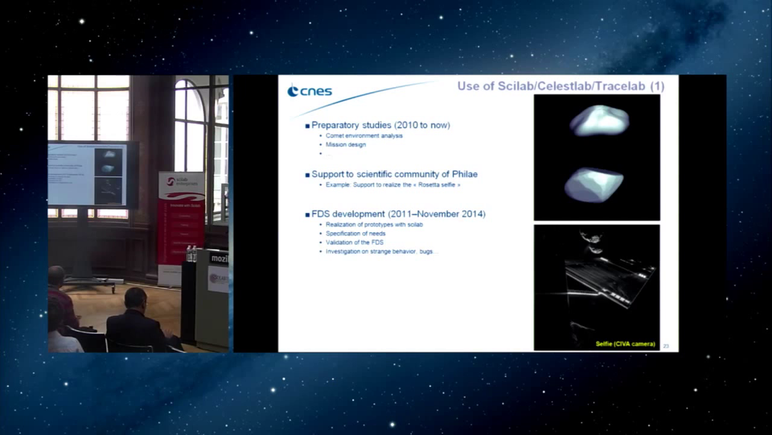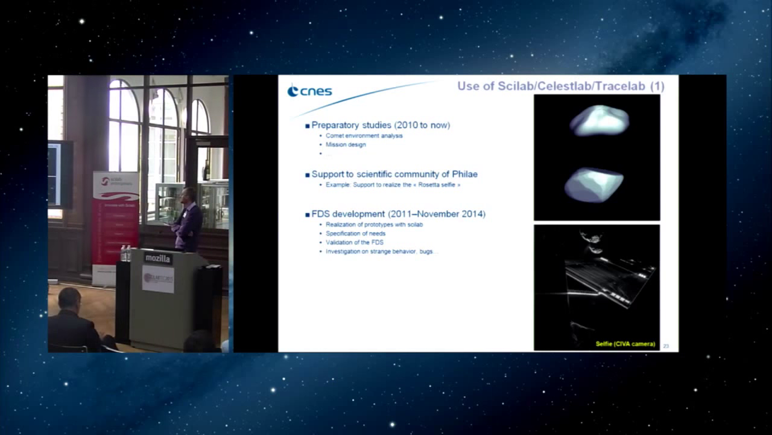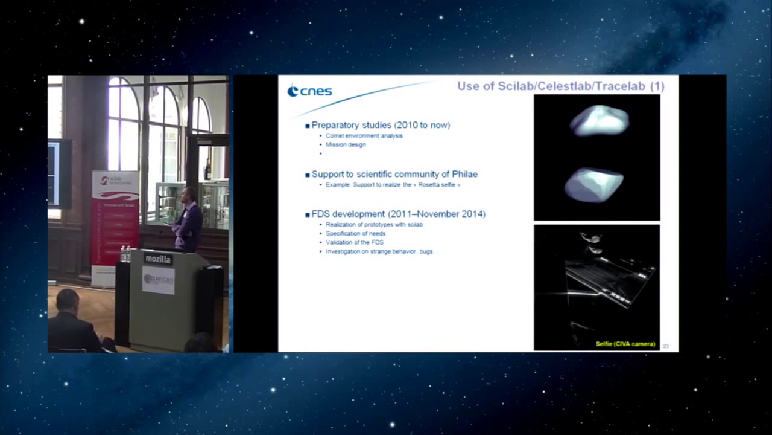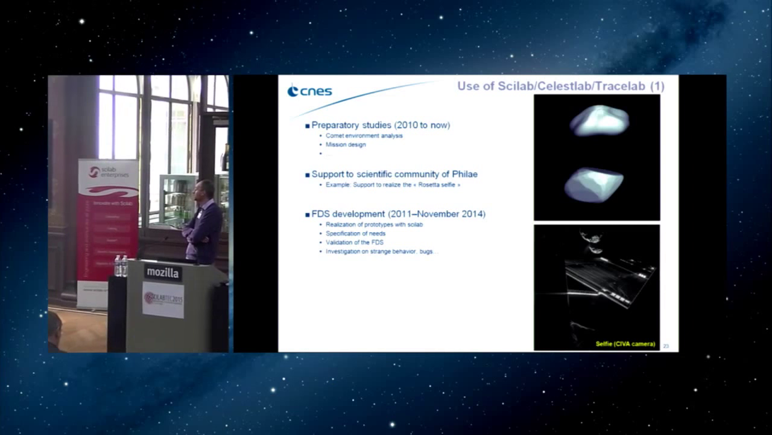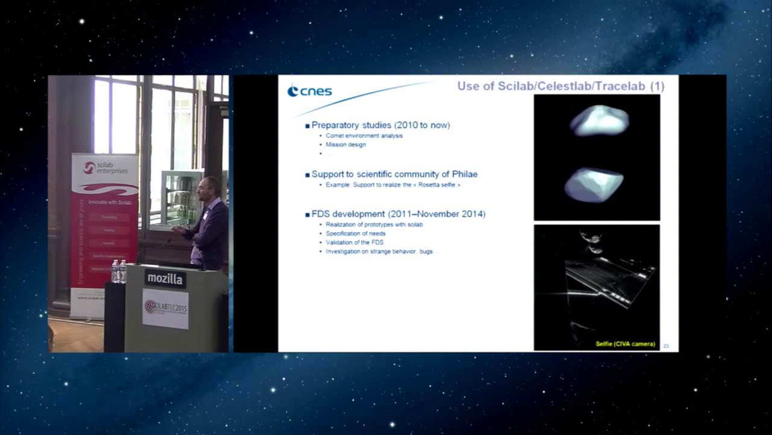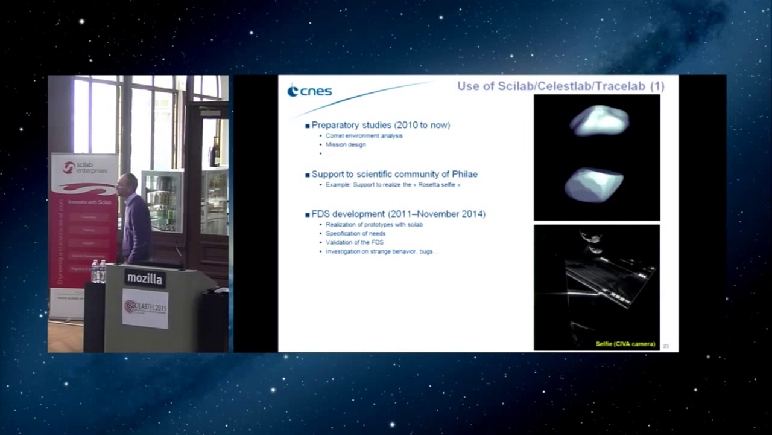We use it to develop the Philae dynamic system. We realized several prototypes directly with Scilab. We also use it to write the specification of need, to validate the tools when we have them. We very often use it to understand what has happened. Sometimes you have a result, you may believe it's a bug, but actually it's just normal behavior, but you have to understand why. So it's very useful to have Scilab to do this kind of analysis because you can go really deep into the detail.